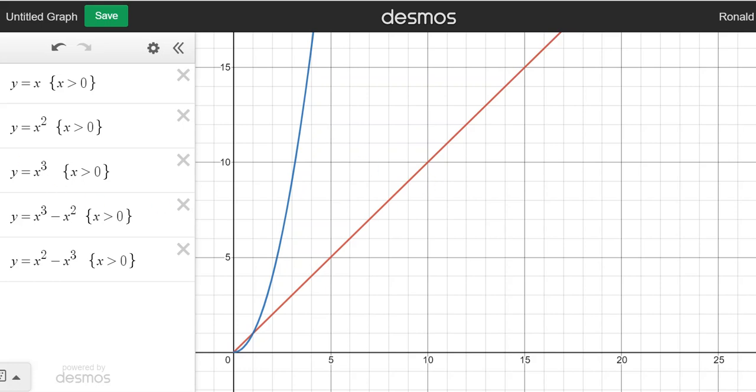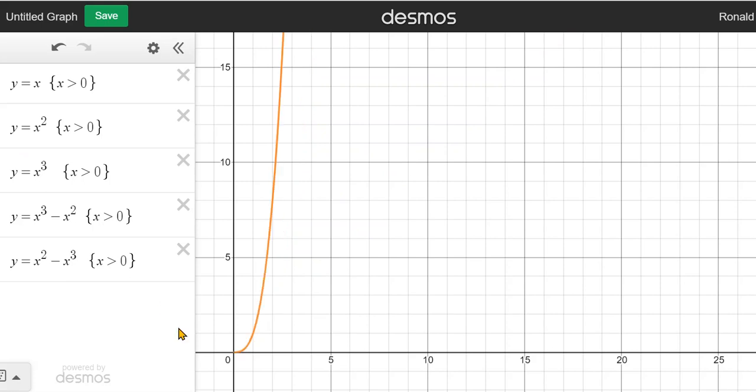Well, let's take a look now at x cubed. As x is moving to the right towards infinity, the graph is also moving up towards positive infinity, which are the conclusions that we reached over here.